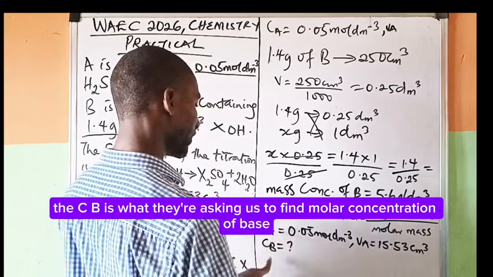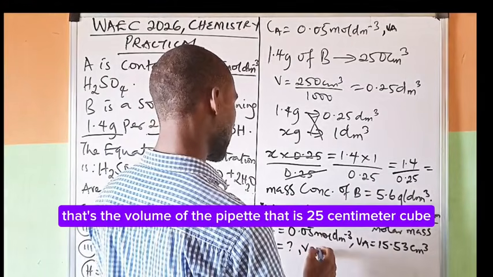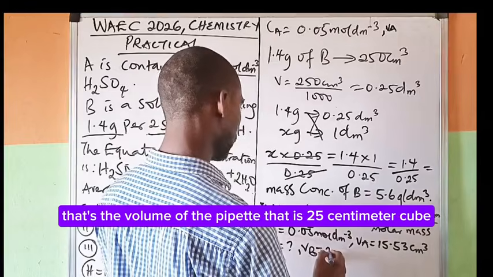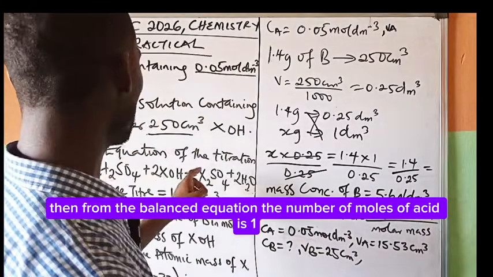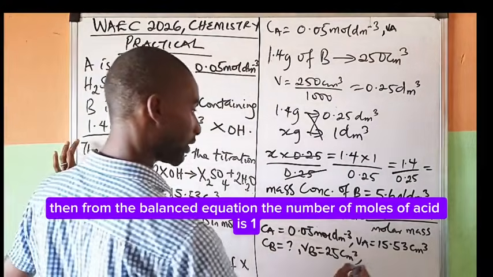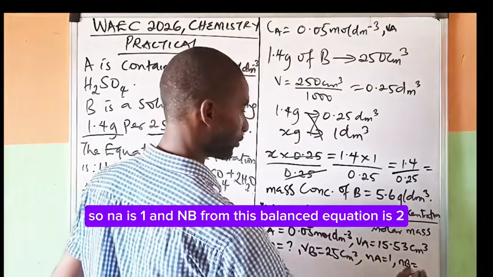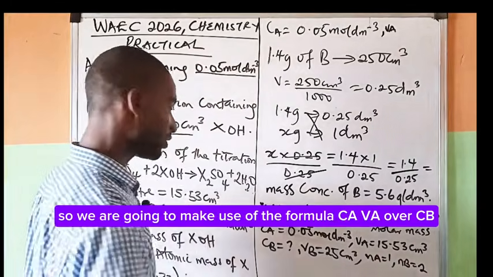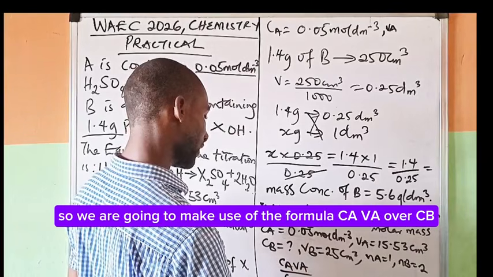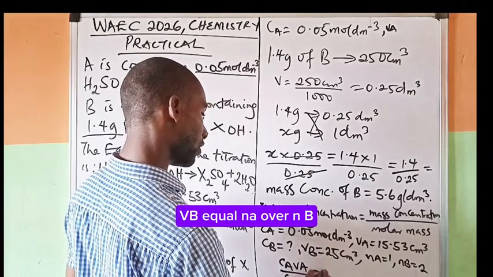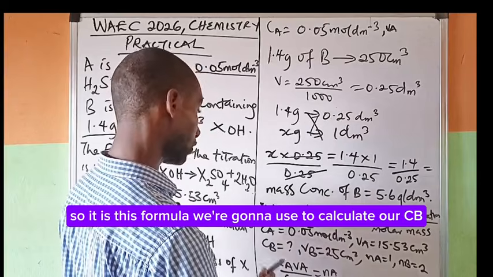The CB is what they're asking us to find, the molar concentration of base, and our VB, that's the volume of the pipette, that is 25 cm³. Then from the balanced equation, the number of moles of acid, Na, is 1 and Nb is 2. So we are going to make use of the formula CAVA over CBVB equals Na over Nb. It is this formula we're going to use to calculate our CB.